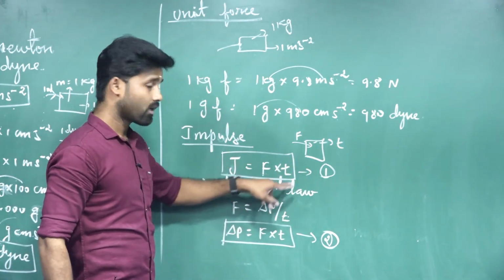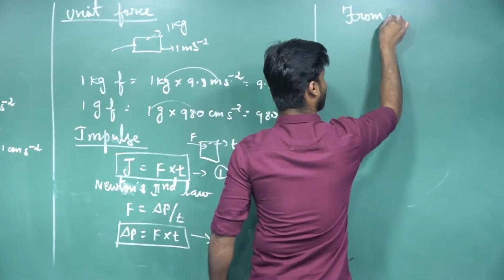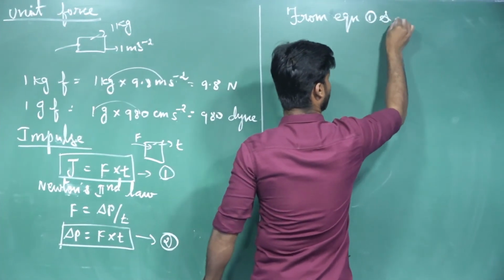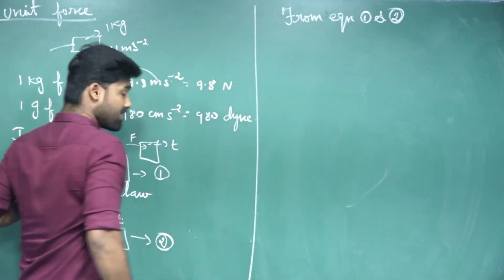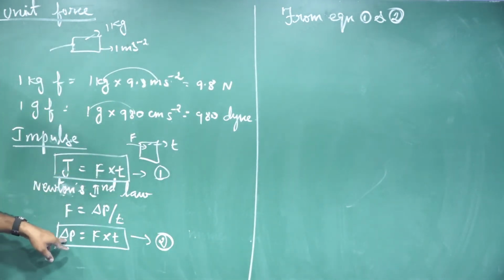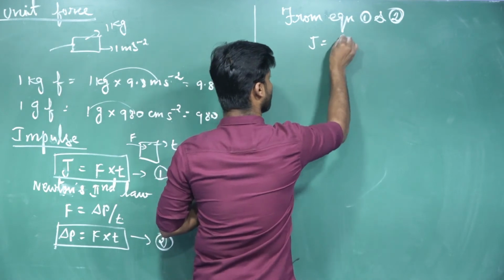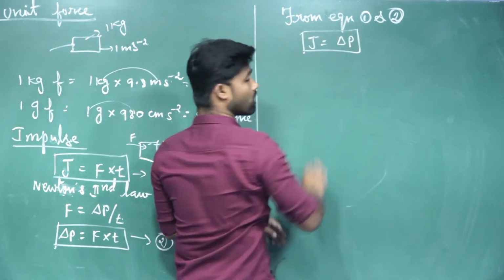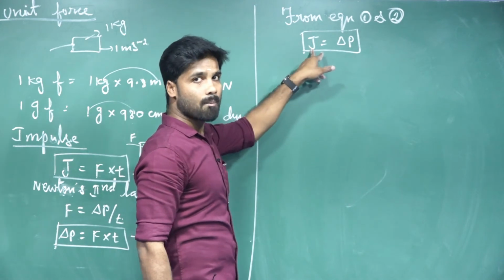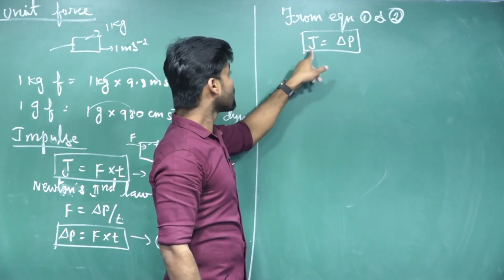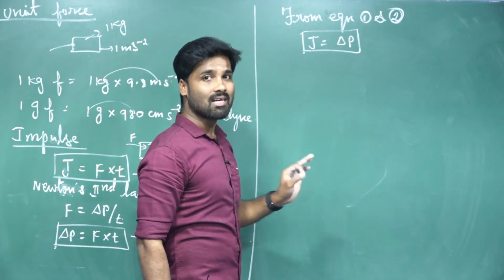Now from equation number 1 and 2, the impulse J equals force into time, and the change in momentum del P equals force into time. So this is common. Now we can write J equals del P. This equation indicates that J is impulse and del P is the change in momentum. So impulse is also equal to the change in momentum.